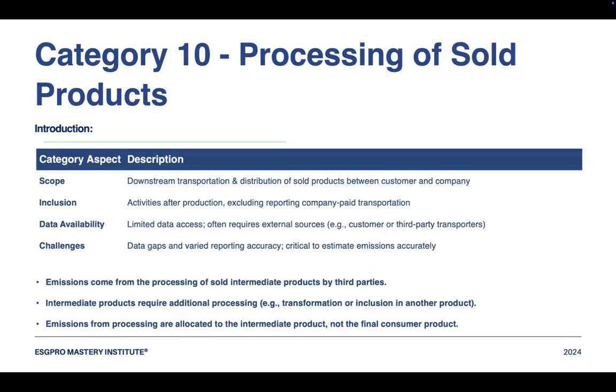If you are talking about processing of sold products, then how does emission come from the processing of sold intermediate products by a third party? There will be somebody adding something and selling it to another party. All that will be captured as your scope 3 until the time it reaches end-of-life discussion. So you need to calculate that and put it into scope 3.